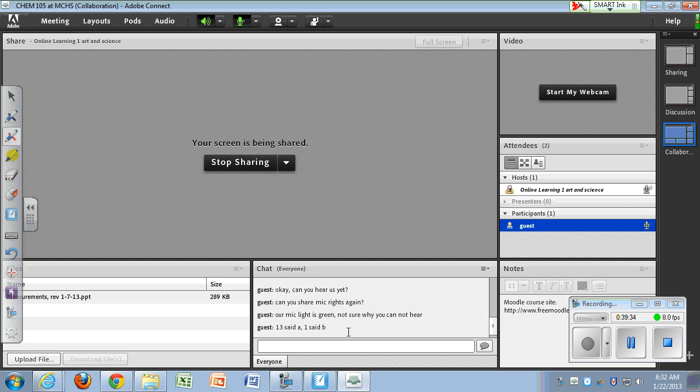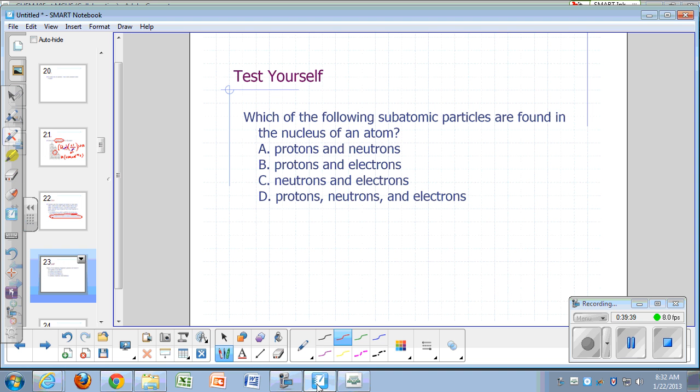Okay, so 13 said A, 1 said B. All right, so very good. The answer is A, protons and neutrons. Those are what you'll find in the nucleus of an atom.